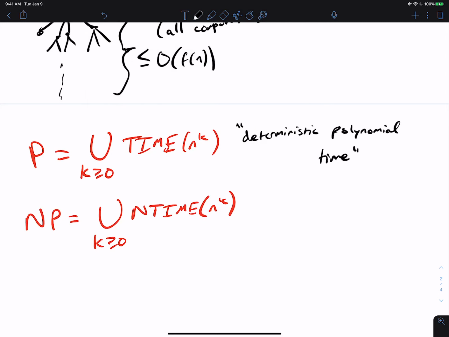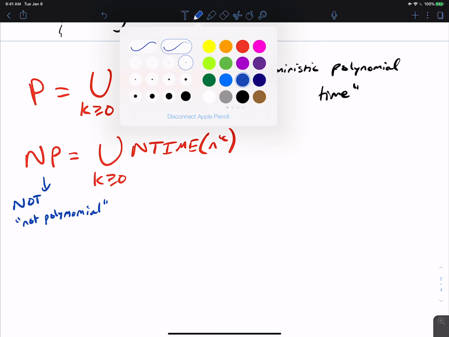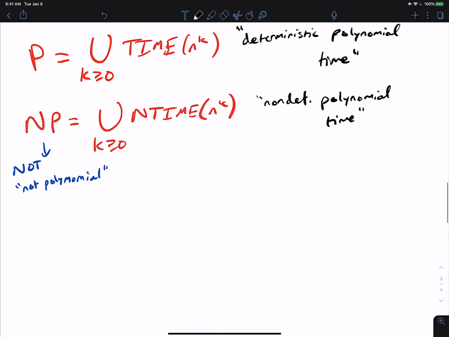And so actually NP is one of the most misunderstood concepts in all of computer science. It does not mean, so I'm actually going to write this because people misuse this all the time, not polynomial. So the N here does not mean not polynomial. It refers to non-deterministic polynomial time. The N represents non-deterministic polynomial time, not deterministic polynomial time.